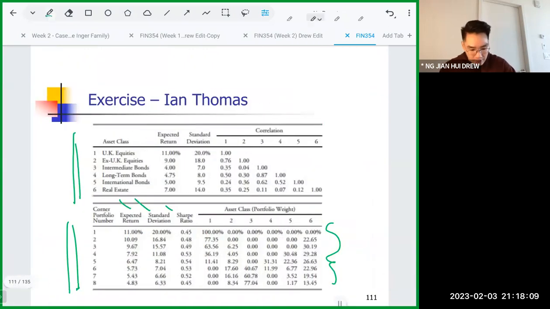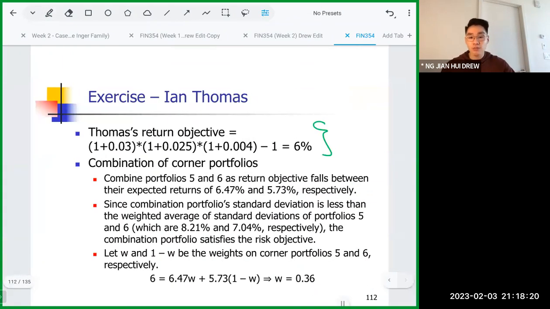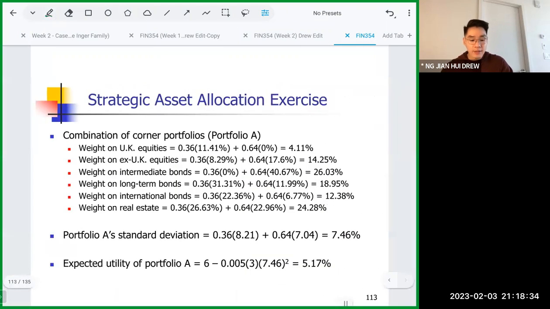So let's flip back to this part. 6% is between here and here, right? Portfolio 5 and 6. So we want to find a portfolio that is between those, and we use the same method. We let W be the weight of portfolio 5 and 1 minus W the weight of portfolio 6. Then we can calculate this. Once we calculate W, we can do the asset allocation now. Because remember, we want to allocate assets. So we allocate the assets into these components here, based on the portfolio 5 and 6 weights.